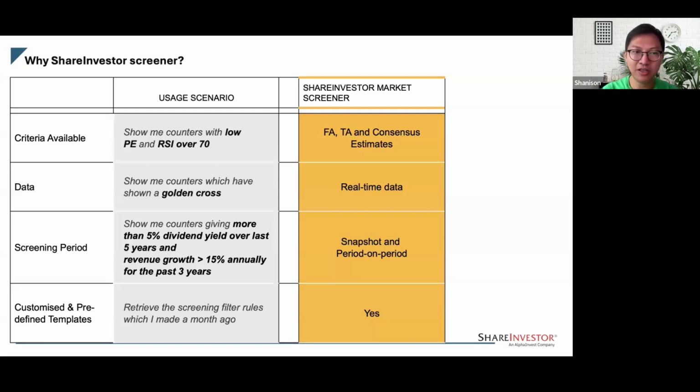And the last part is that we are able to help you customize. You can use the predefined templates, but then you can save it, change the criteria, and save it as a template. So next time when you want to use it, you can just load your templates and it can easily screen the results for you. If you don't know what I'm talking about, not to worry. Later I will do a demo to show you how to do this.